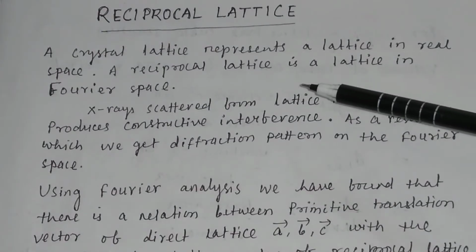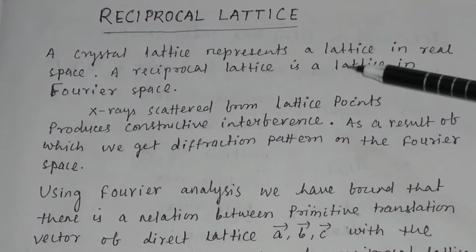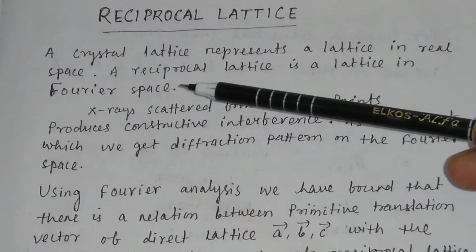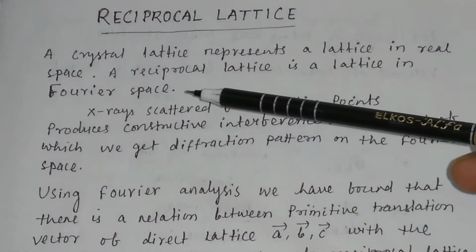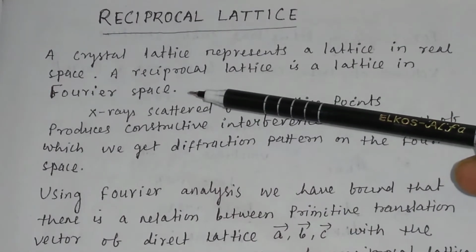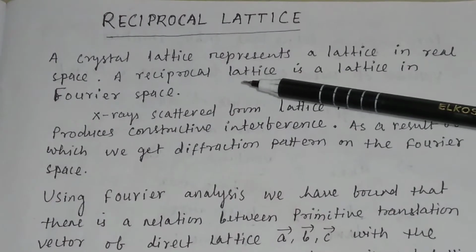Reciprocal lattice. A crystal lattice represents a lattice in real space. A reciprocal lattice is a lattice in Fourier space. Fourier space is the space where diffraction occurs.